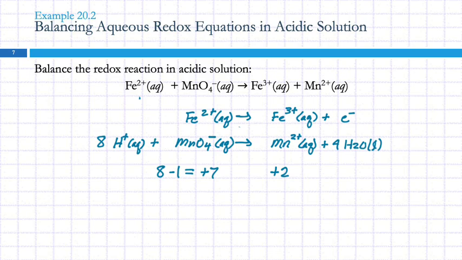How can I fix that? This side has a higher charge. The only way I can fix this is by adding electrons. I want to add enough electrons to bring this overall charge down to that. So I'm going to need 5 electrons. This was oxidation, loss of electrons. This is the reduction half reaction, where the electrons are being gained by the manganese.